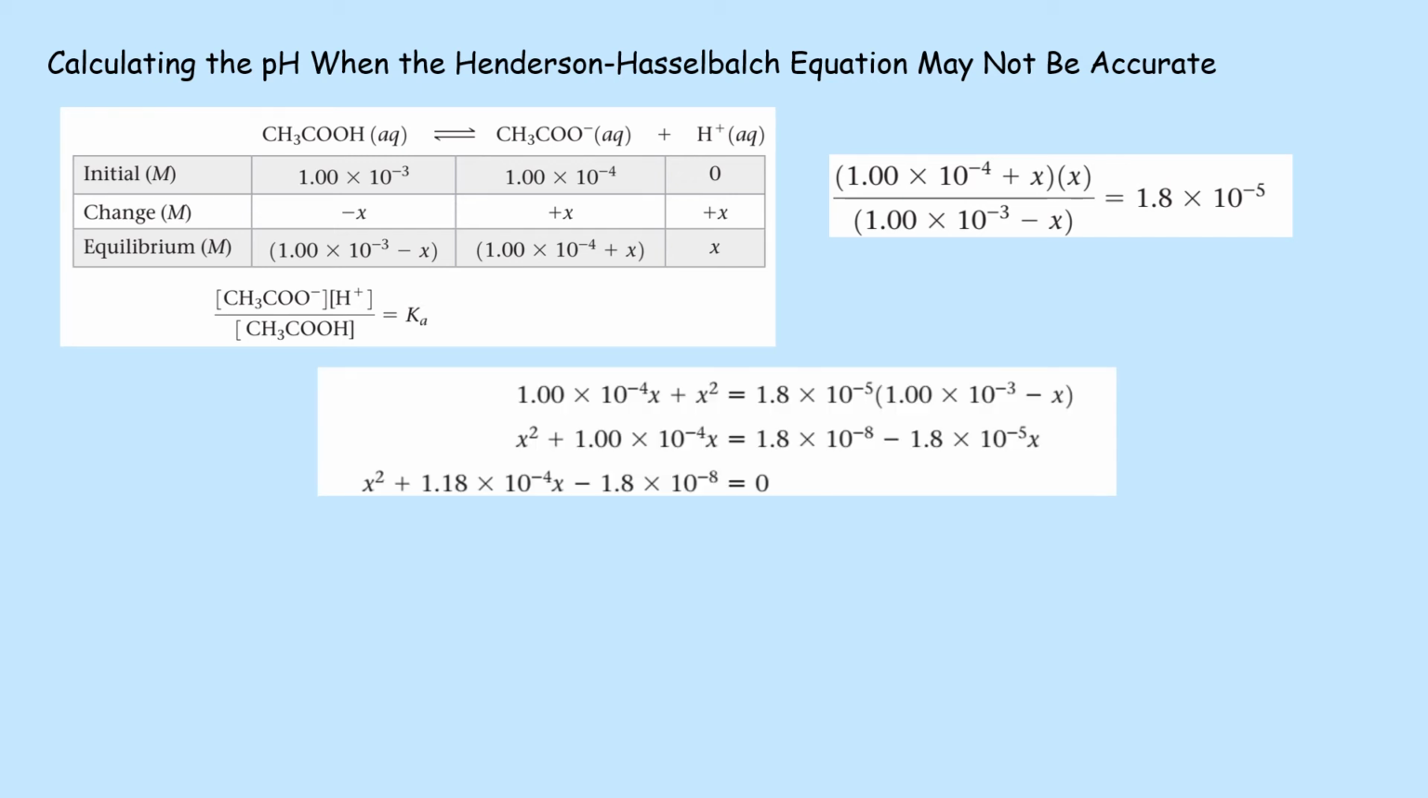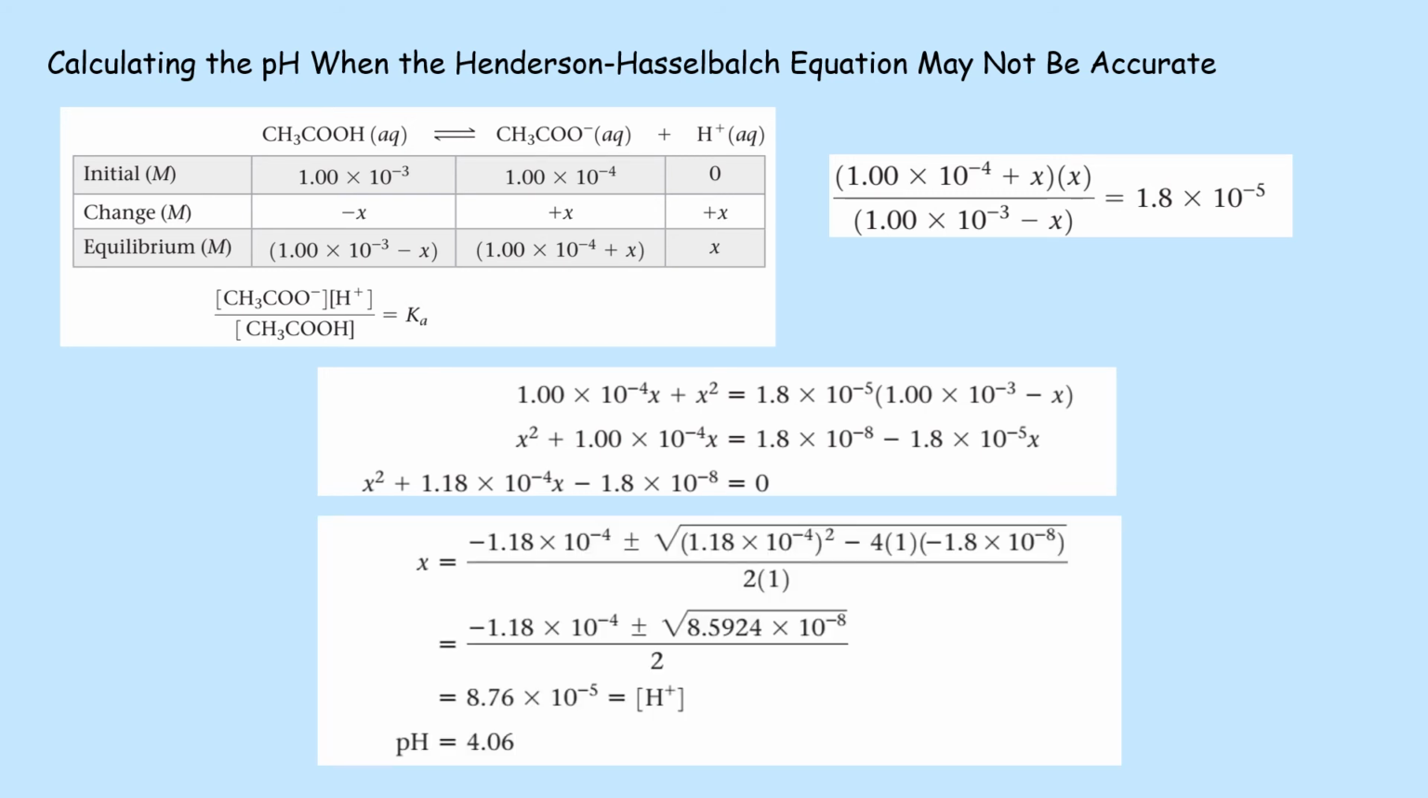Because of that, we will have this quadratic equation. So we will be applying the quadratic formula, and I hope that you still remember how to use it because it will still be very useful. With that, we can calculate X. Our X is equal to 8.76 times 10 raised to negative 5, and that will be our hydrogen ion concentration. Therefore, pH is equal to 4.06. Now that is for the second part of calculating the pH for this problem.